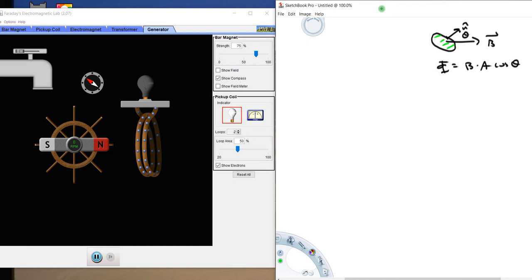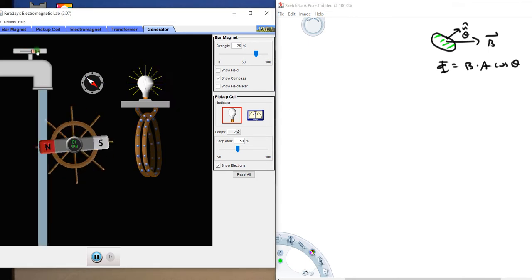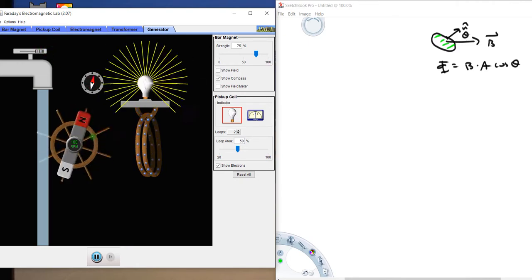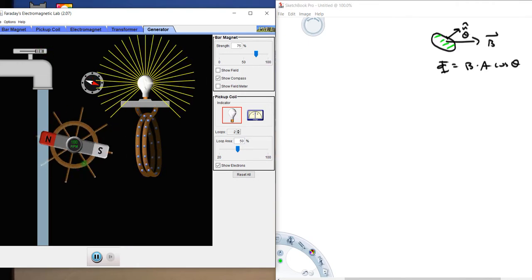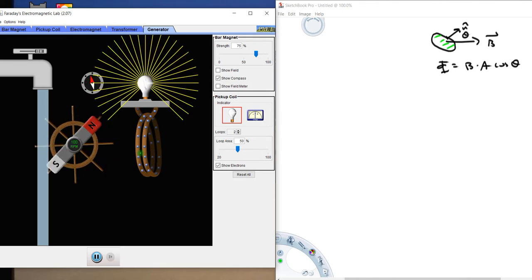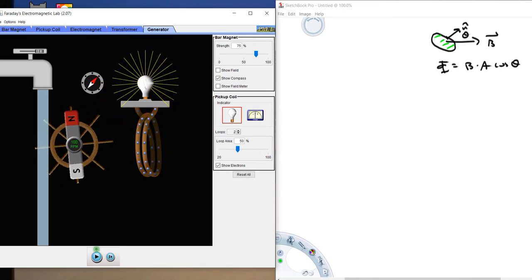For starters, you have to have some sort of mechanical energy source. In this case here, we have running water. And the running water turns this magnet. And what's happening over here now, let me stop that for a minute and put field lines in it.